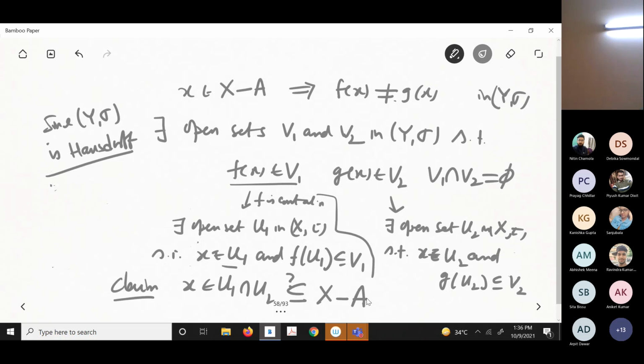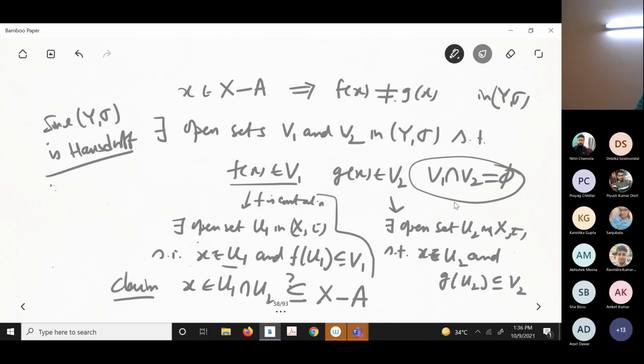Okay. That is immediate. You can see that, because the reason is they are disjoint. You will be using this fact, because if this is not true, they won't be disjoint. Okay. Look, that is exactly what I proved.